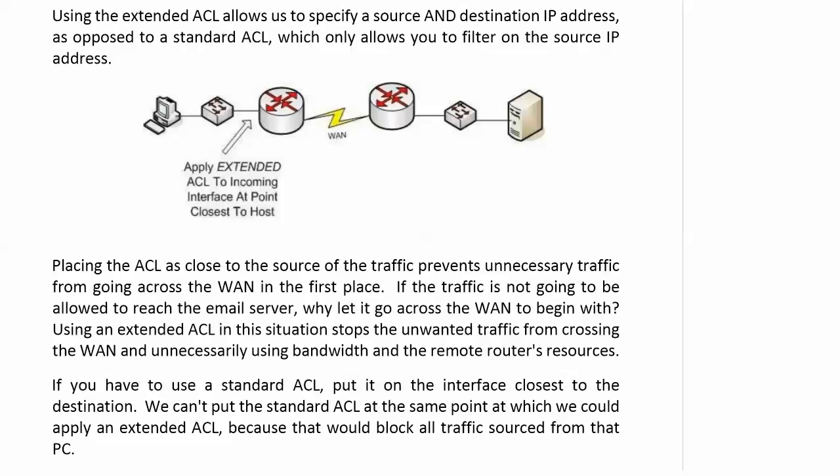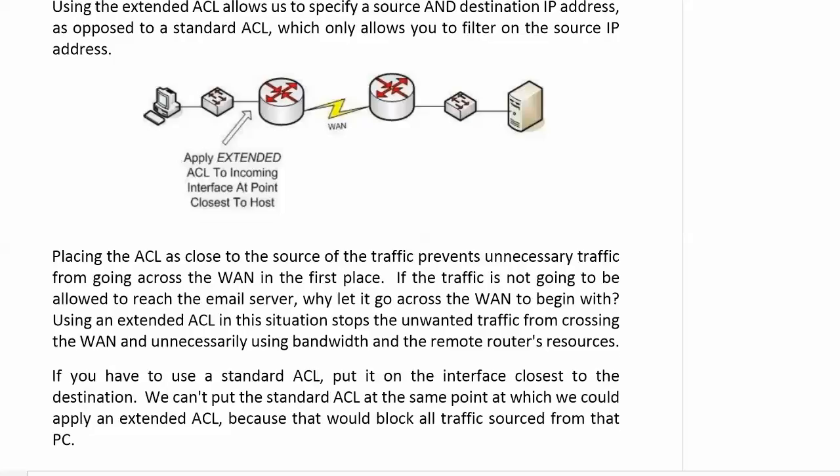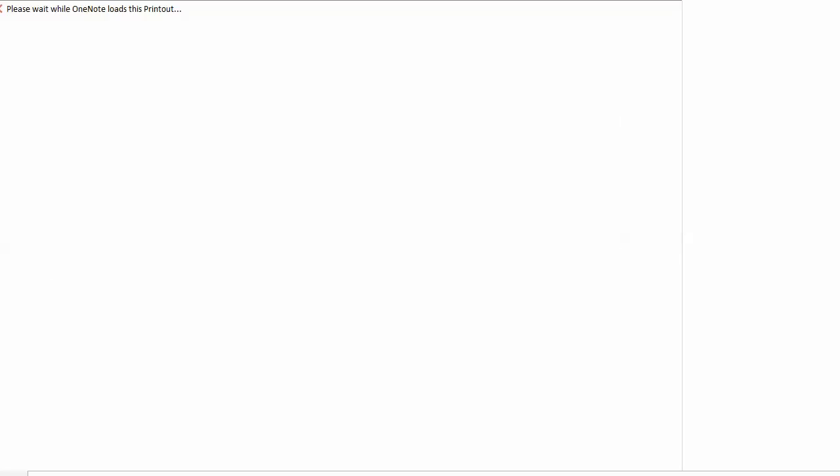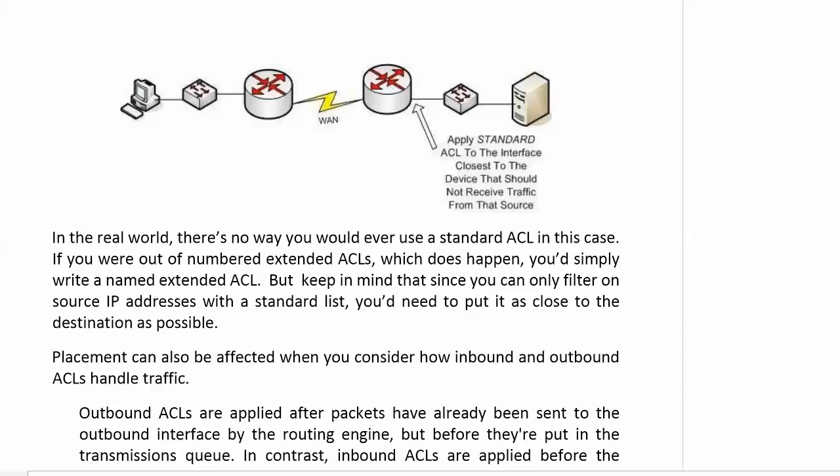Because, first off, you'd look at it and say, why am I using a standard ACL to begin with? And even if you didn't think about the difference between the standard and extended ACLs, again, logic would dictate, I'm putting it as close to the source as I possibly can. But you couldn't do that in this network with a standard ACL, because that would block all traffic that was being sourced from that PC. You could not put it here, because then that PC would never be able to send any traffic. What you have to do in this situation, if you have to use a standard ACL, is apply it to the interface closest to the device that shouldn't receive traffic from that source.